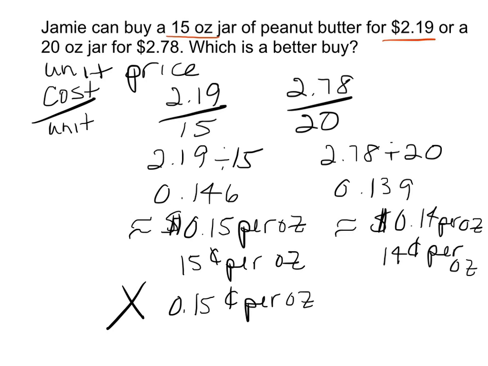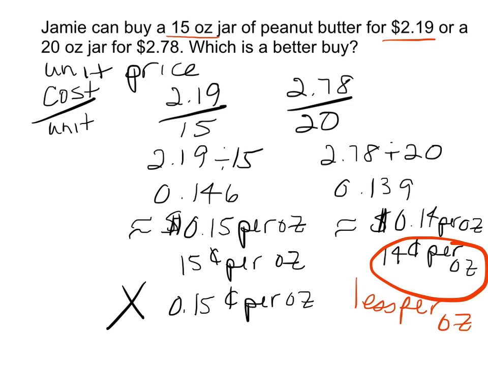So you're going to conclude and you're going to write me a great sentence. You're going to tell me that the 20-ounce jar is a better buy because it costs less per ounce. Less per ounce is what we're looking for if we're looking for the better buy. Okay, now here's your bonus question for this problem. What if I divided 15 by $2.19. What would my units be for that number? Figure it out. Share it with me in class.